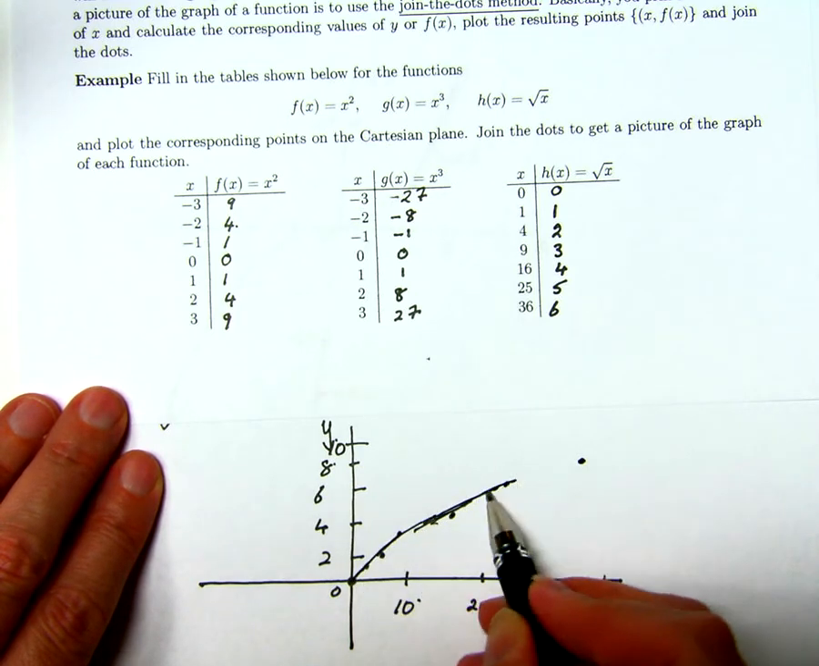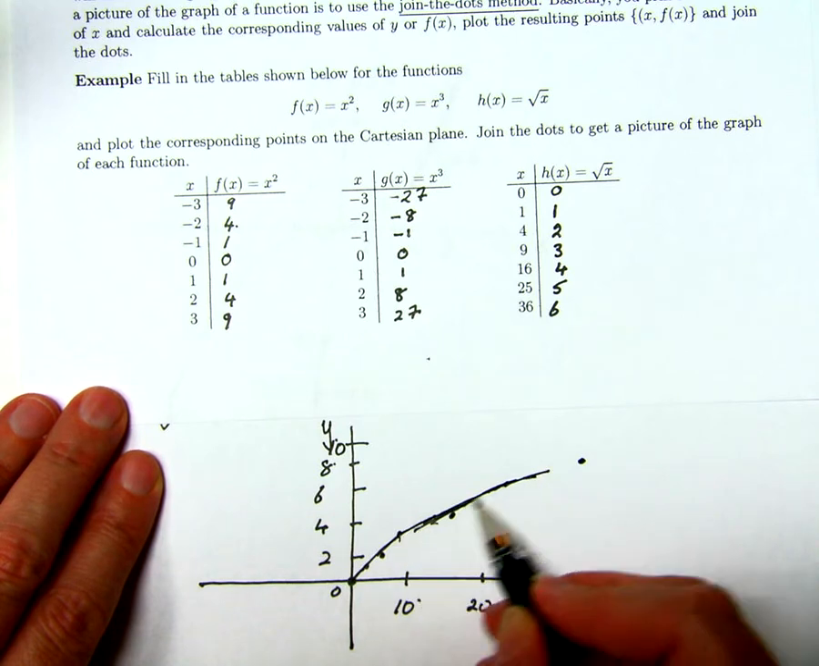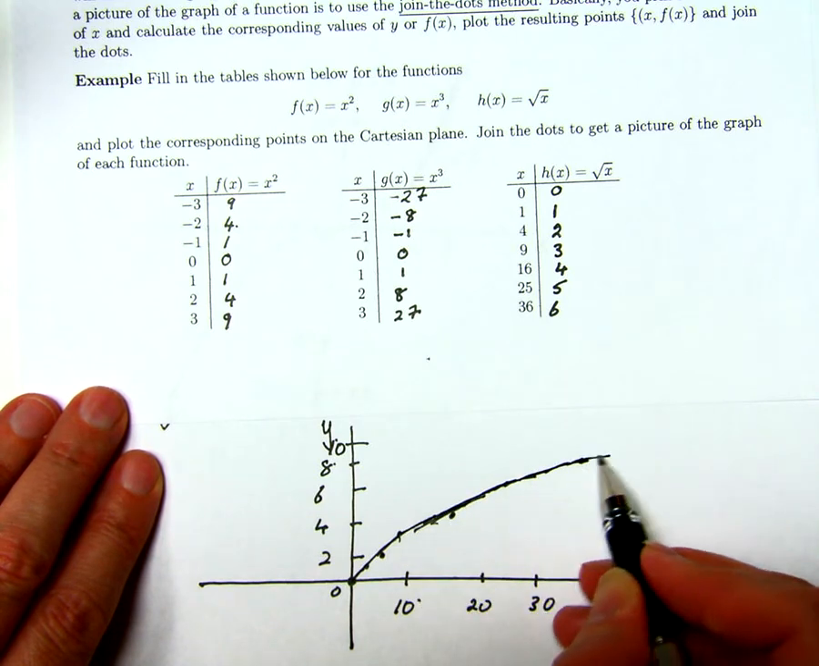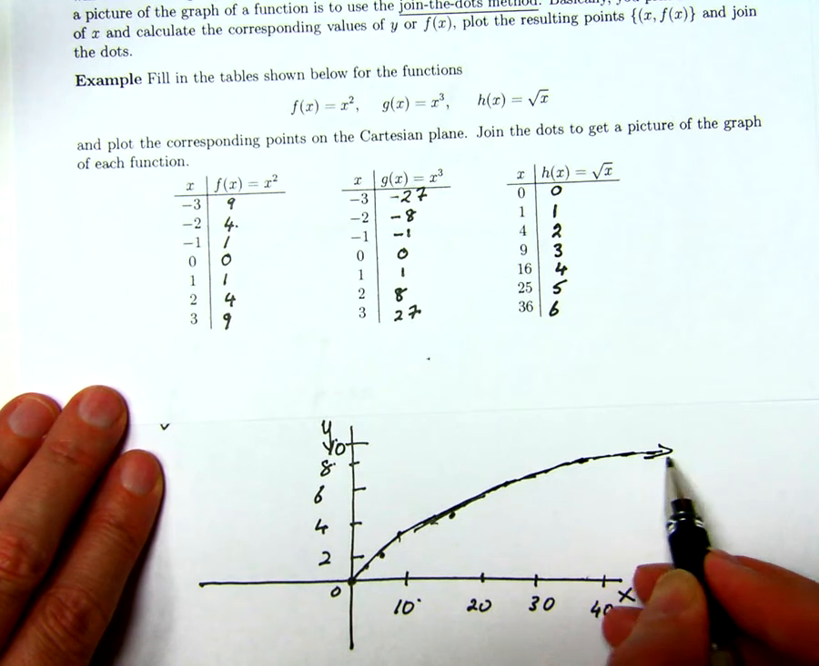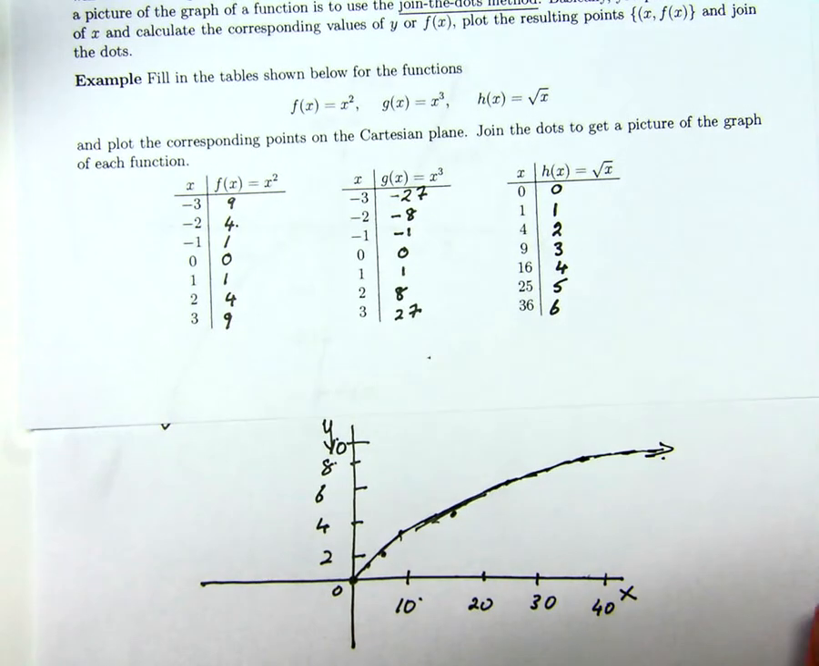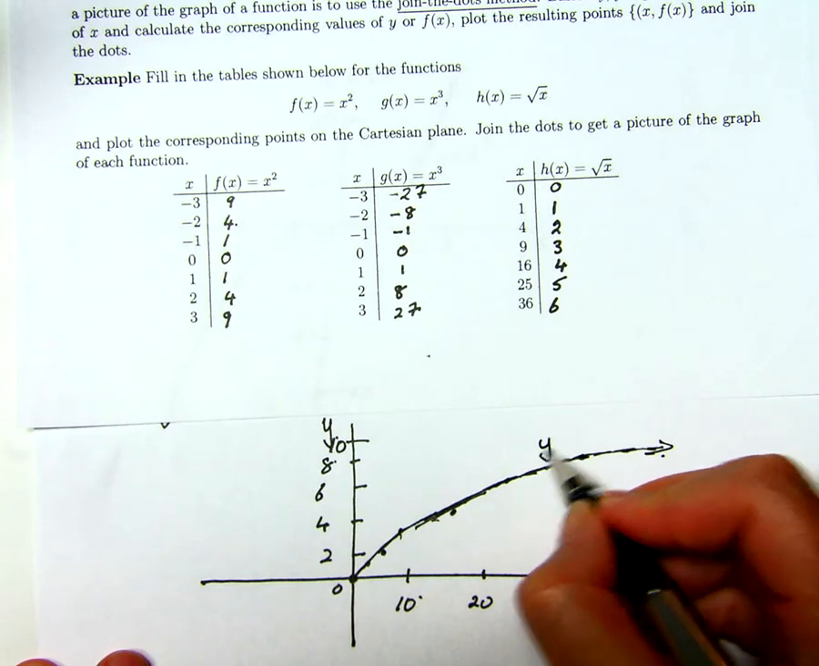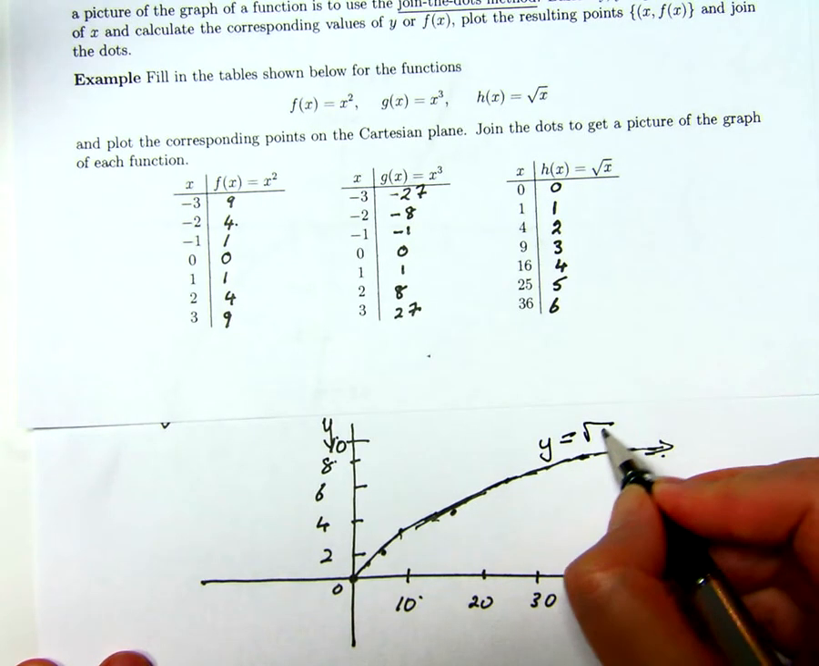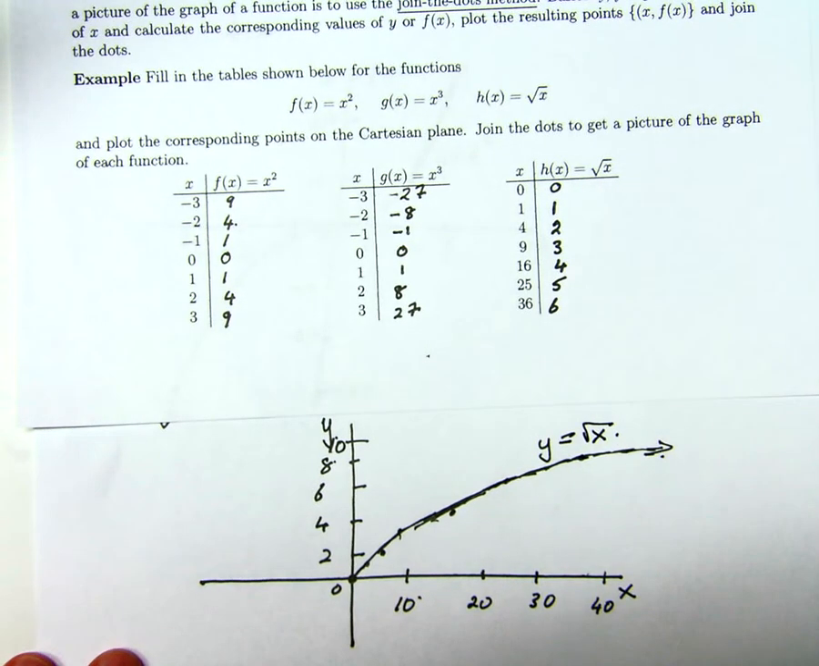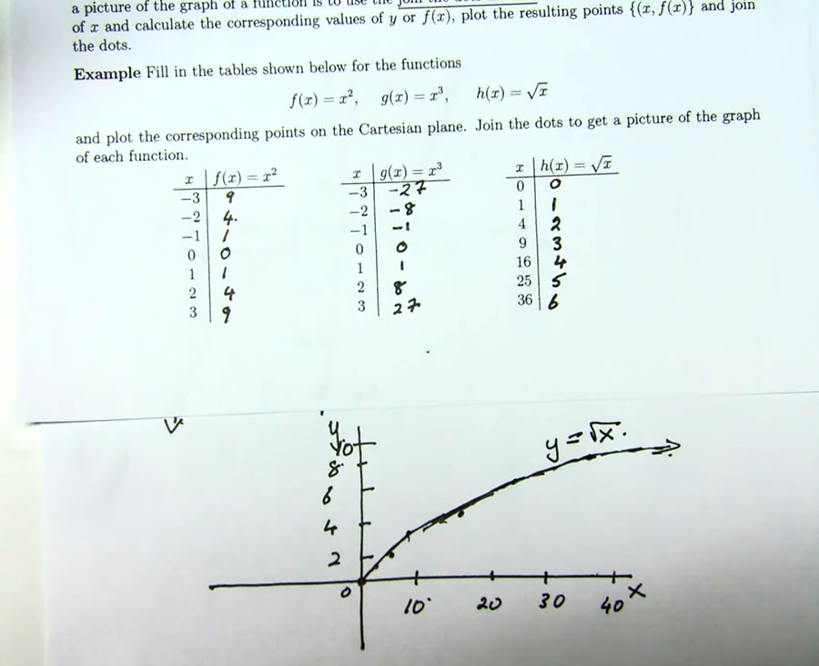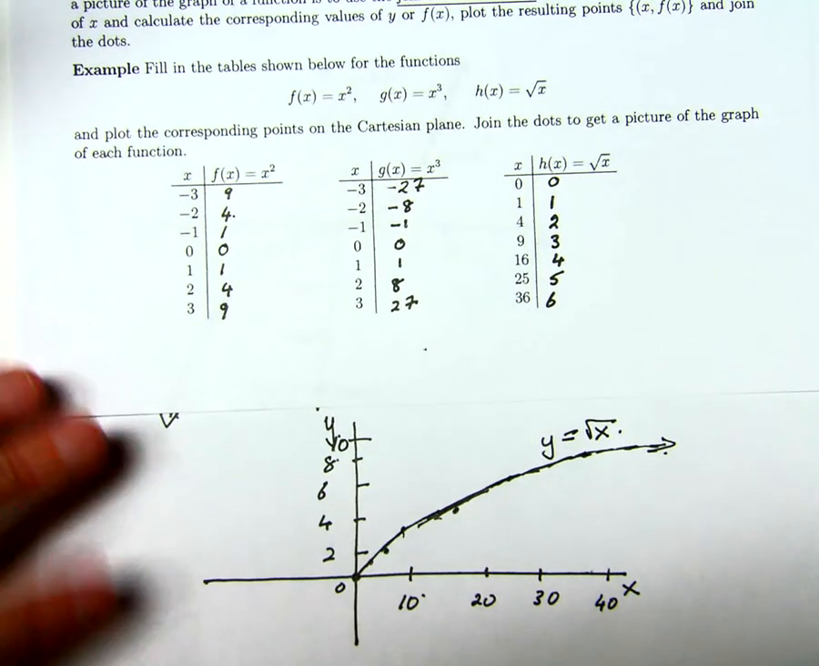May not be exactly correct, but it's leveling off. It's slowing down, the y value increase is slowing down as we move to the right. And this is the basic shape of the graph y equals the square root of x, and we'll also add that to our catalogue of graphs.